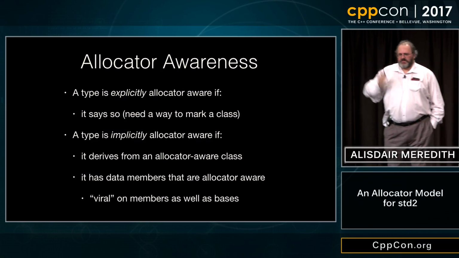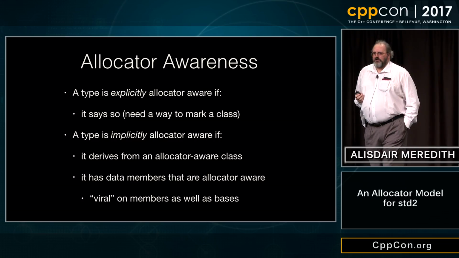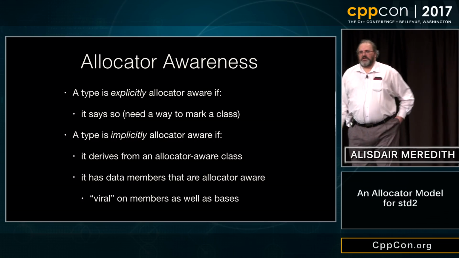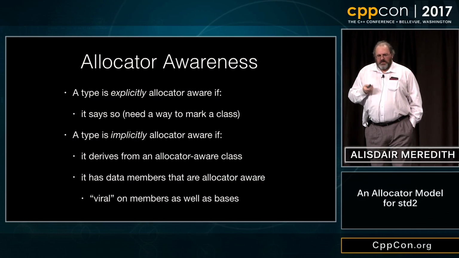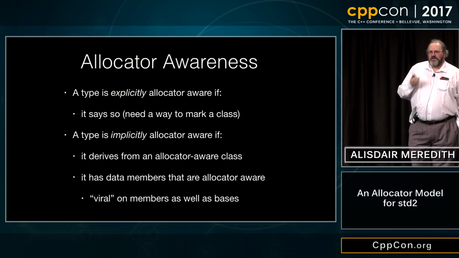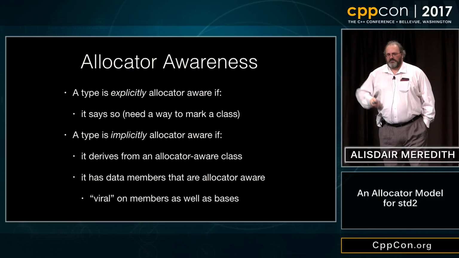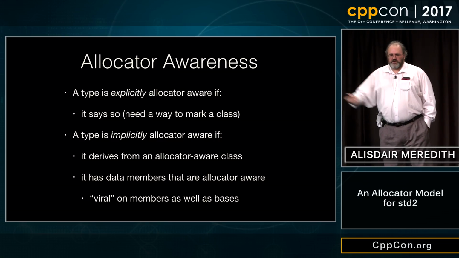And a type is implicitly allocator aware if it derives from an allocator aware class, kind of like, I've got a vtable, if my base class is polymorphic, I'm polymorphic. But unlike regular virtual functions, also if I have a data member that's allocator aware, I'm going to pick up this funny allocator aware tag. So it's viral on members as well as bases.